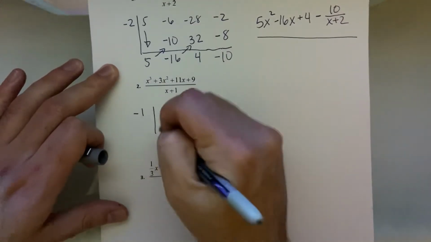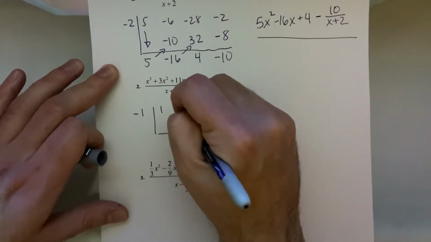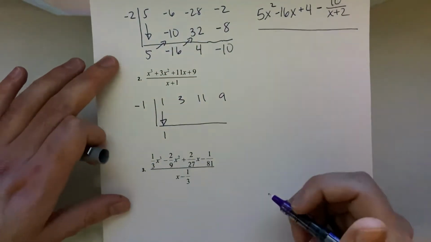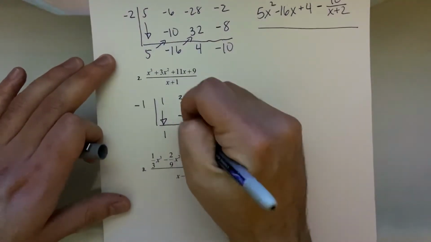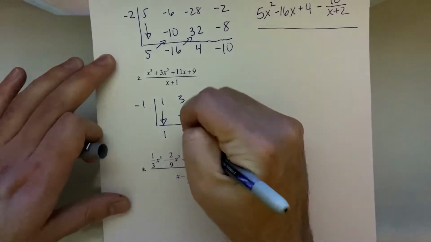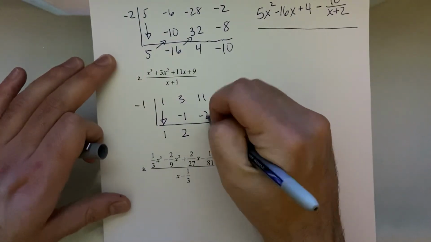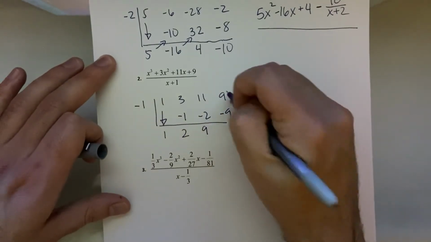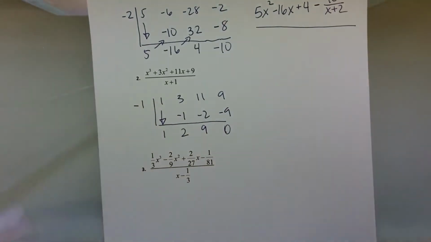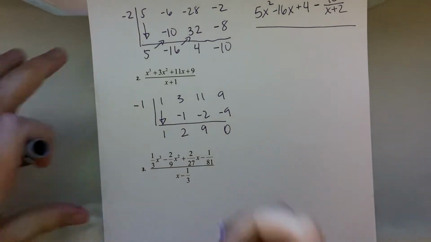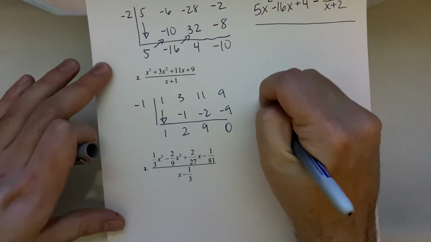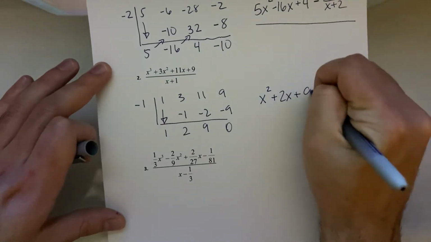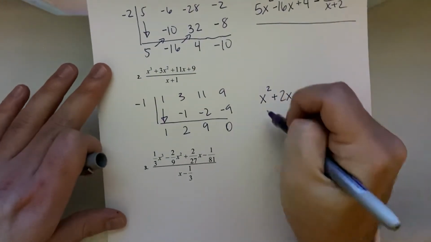Here, negative 1 goes on the outside. 1, 3, 11, 9. 1 comes down. 1 times negative 1 is negative 1. 3 plus negative 1, 2. 2 times negative 1, negative 2. 11 plus negative 2, 9. 9 times negative 1 is negative 9, 0, which means you have a remainder of 0. So my solution here is x squared plus 2x plus 9 with no remainder.